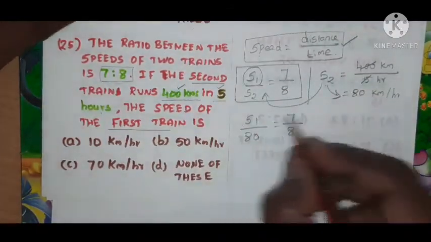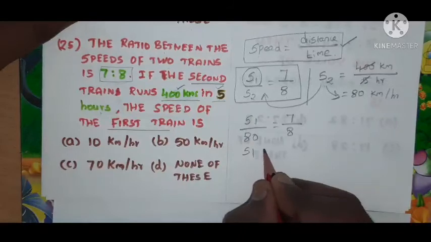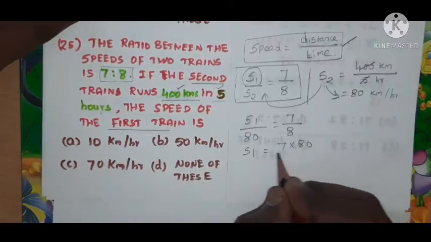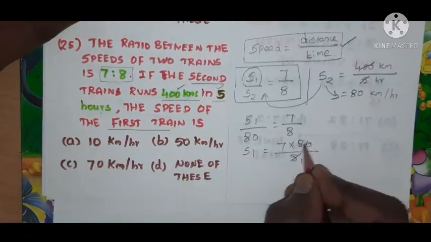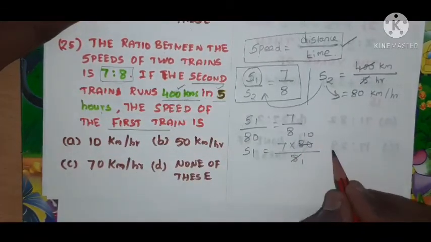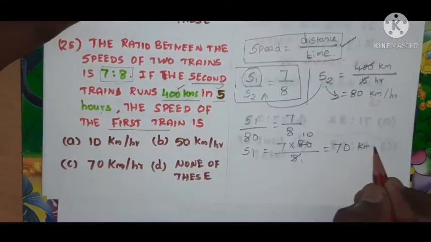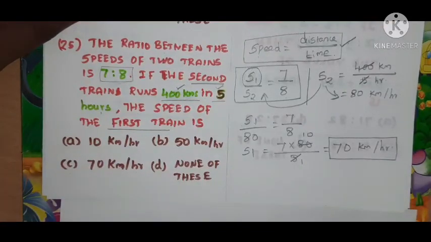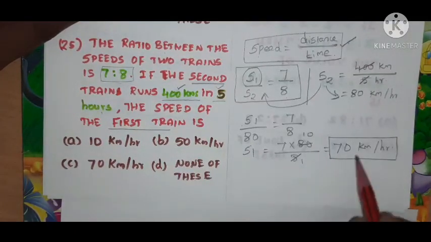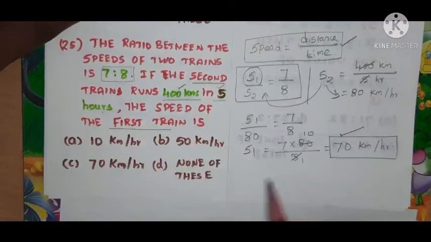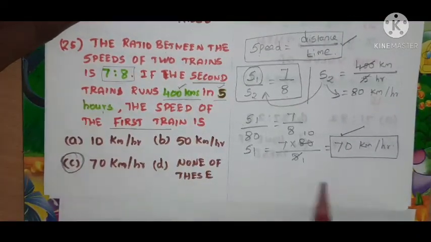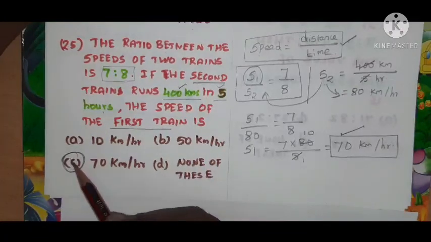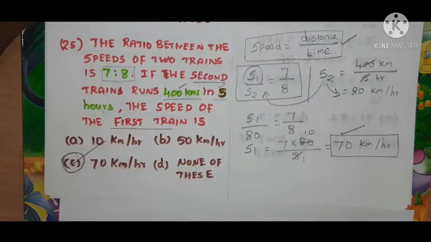Now we need to find only S1, right? So S1 is equal to 7 into 80 divided by 8, where 1 8 is 8, 10 8s are 80. So 7 into 10 is 70 kilometers per hour, the speed of the first train. So now we found the speed of the first train. S1 is equal to 70 kilometers per hour. Look out the options. Option C matches with the answer. Hence, option C is the right answer for this particular question. Right? Hope you understand how we solve this.